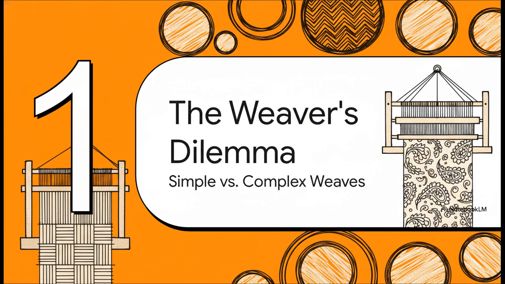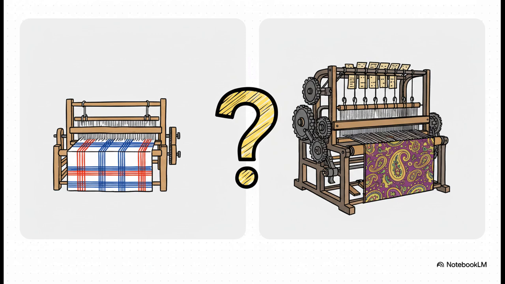Okay, so to really appreciate just how clever the Dobby is, you have to understand the problem it was built to solve. Back in the day, weavers were kind of stuck between a rock and a hard place when it came to making patterns. On one end of the spectrum, you had your tappet looms. Now these are workhorses, great for basic stuff like plain cloth or simple stripes, but they're really limited. You're not making anything fancy on them.